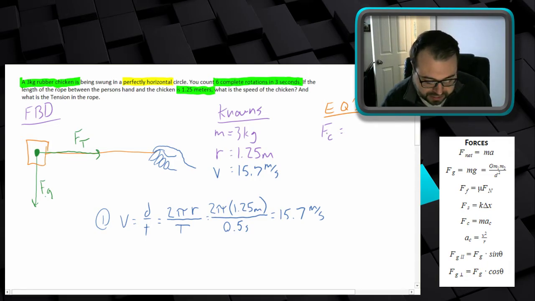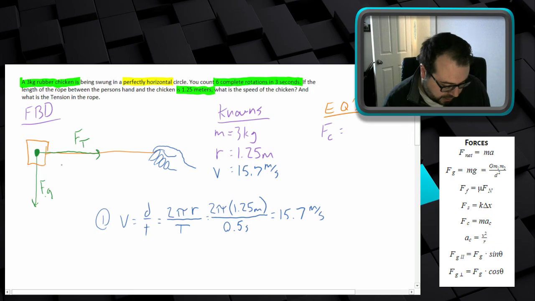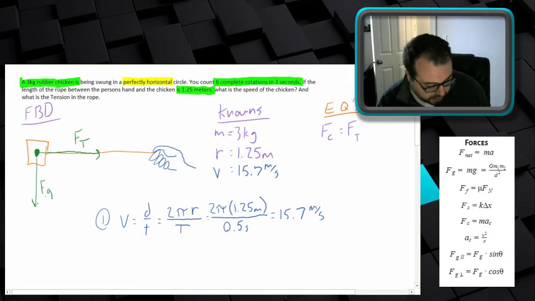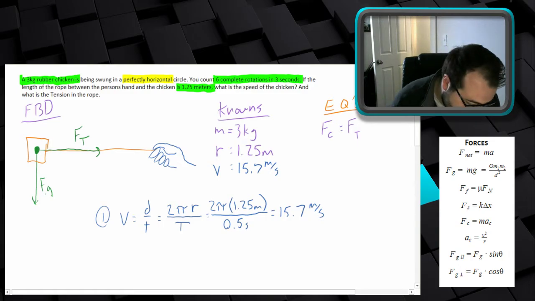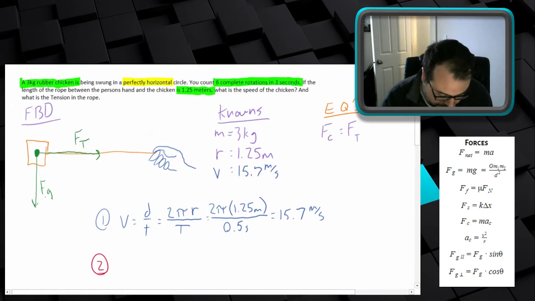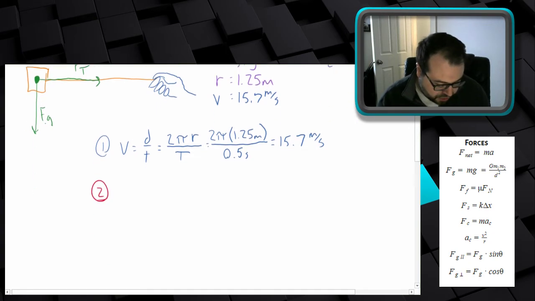So if we want to know what Fc is, we just look and see which one of our forces, which is the force of tension here, is acting towards the center of the circle. And that's going to give us our answer. So now let's go down and solve part 2 here. Part 2 asks, in our problem, what is the tension in the rope?